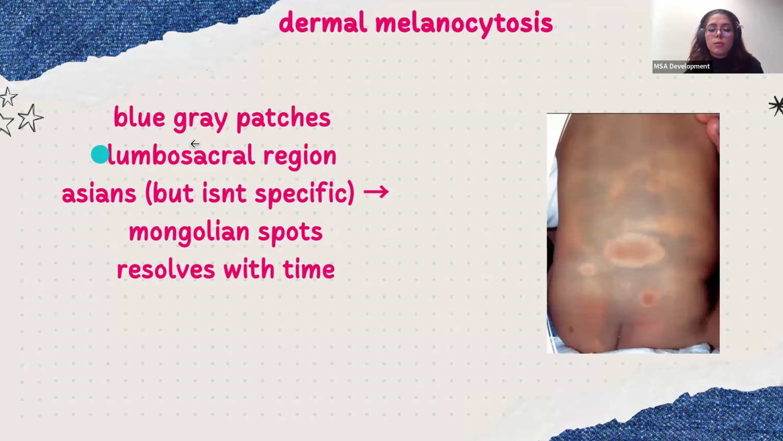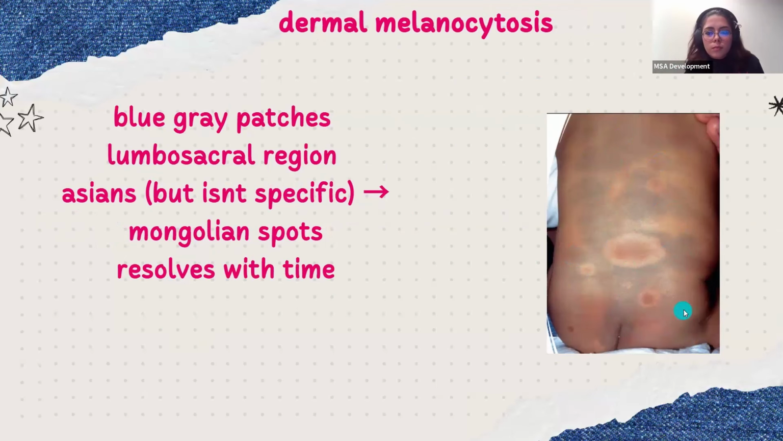Dermal melanocytosis: blue-gray patches in the lumbosacral region. This is also called Mongolian spots, by the way. It's seen mainly in Asians, but it isn't specific, and it resolves with time. I don't know if you guys have picked up a fresh baby and seen this. I saw this on a baby. It was here, and it was just like a blueberry spot.